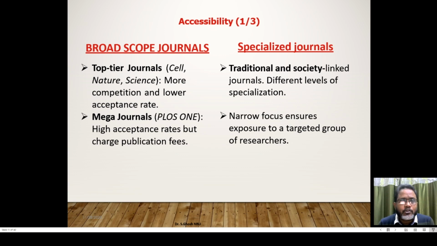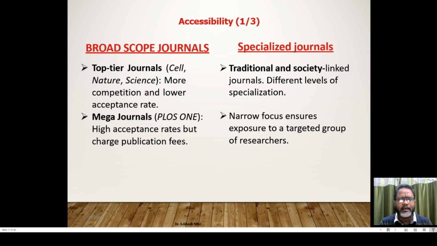You have the broad scope journals, the top tier journals like Cell, Nature, Science. These are the top tier journals. More competition, lower acceptance rate. They have high standards, or rather a very stringent peer review policy, in terms of language, your findings, and the articulation of your ideas. So obviously you see that, the very top tier journals.